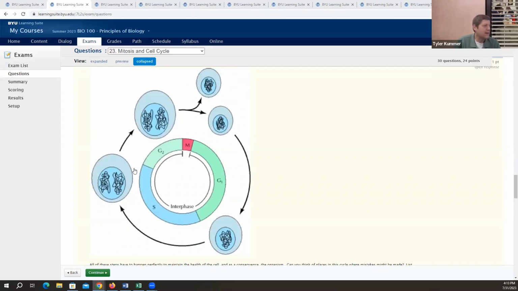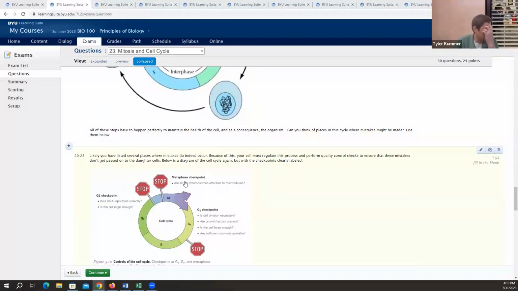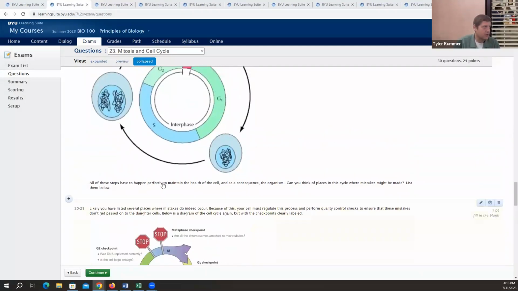Once we get done with S phase, we'll enter into G2. G2 is just kind of a period where not much is happening. Some energy is being acquired, some organelles might be copied in this stage, but there's not much happening in G2 before we reach mitosis. And we'll reach at that point a G2 checkpoint. The G2 checkpoint makes sure that the cell is, again, large enough to divide.